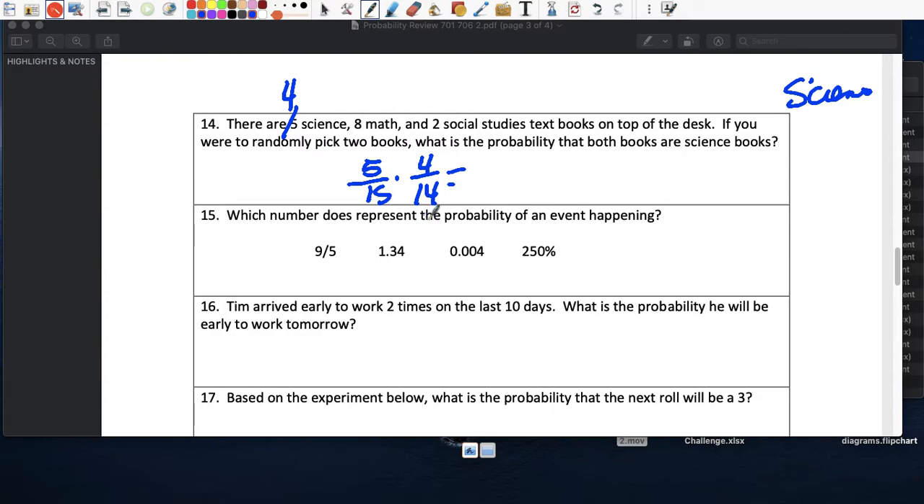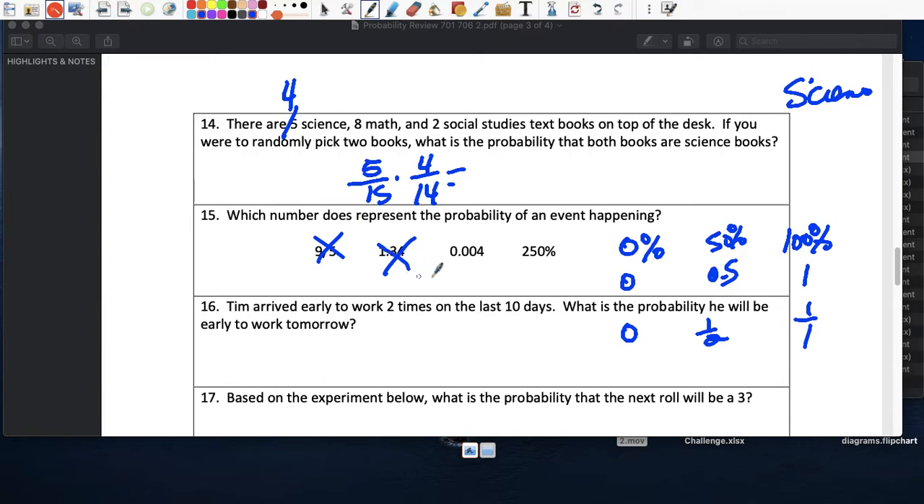Which number represents the probability of an event happening? One of these actually represents the probability of something happening. Remember I told you, all our numbers are going to go from 0 to 100% in either percent format, decimal format, or even fraction format. So here we have 50%, here we have 0.5, and here we have a half. So 9 over 5 is definitely more than 100%, so that's not it. 1.34 is more. 250 is more, right? It's outside this parameter here.